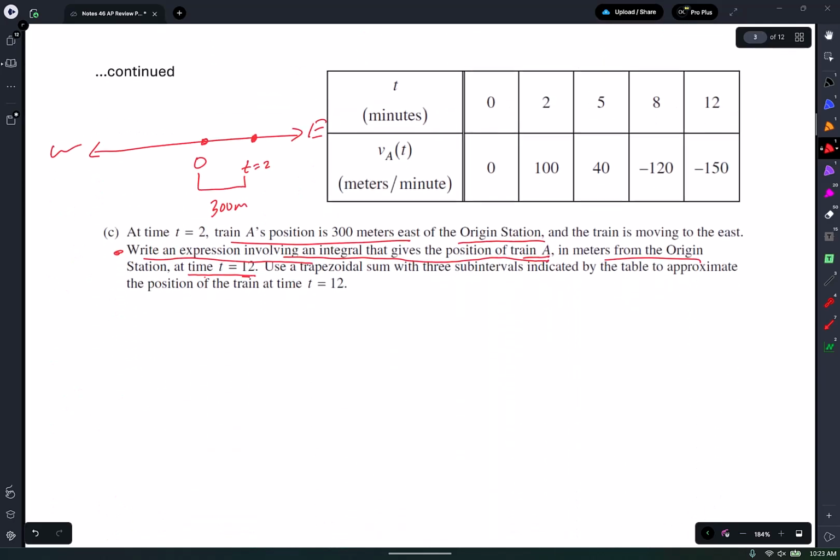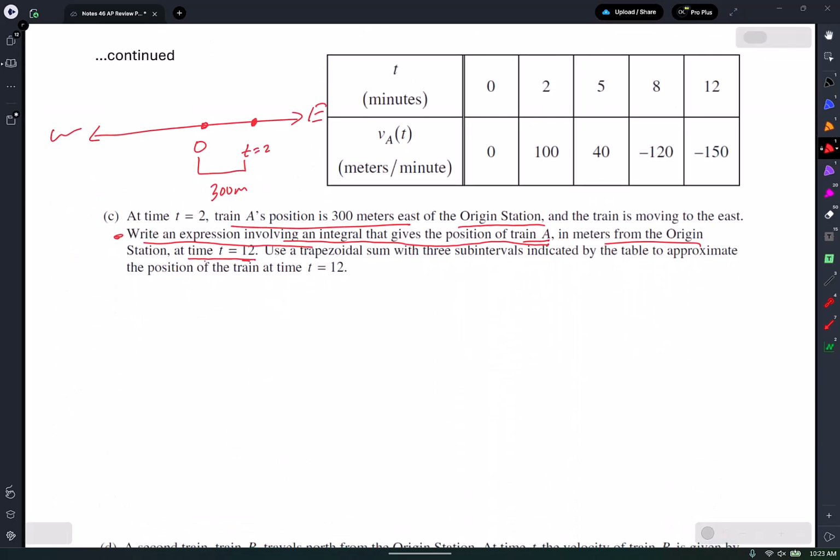They want me to find the position at 12, so I'm going to write, let's see, this is position left or right, so I'm going to write x of 12 equals, and they gave me the position at what time value? So I'm going to write x of 2. You don't have to. You can write 300 right off the bat. Plus, and then I'm going to write what? Integral from what limit to what limit? 2 to 12, and what do I put on the inside? V of t, dt. There is my expression. I got the point for that for sure. For sure I got that in the bag.